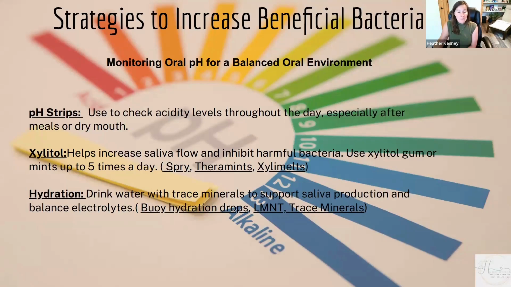So oftentimes in my care plans, I'll talk about pH strip use and checking oral pH. Using xylitol products like Spry, Theramints, Xylamelts. Sometimes I like sprays that are super helpful at helping with pH. And then, of course, hydration is really important.